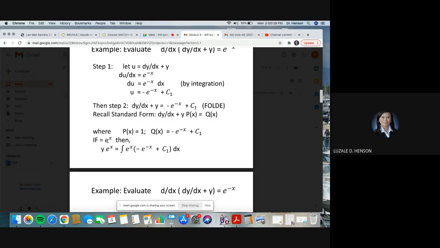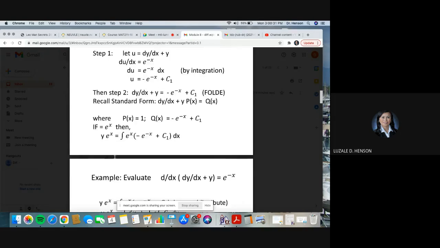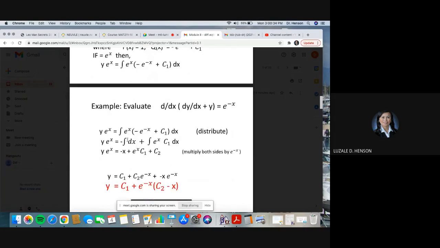And so the next line, applying the procedure for first order linear equations, as you recall, it will be integrating factor times y equals the integral of integrating factor times q of x dx, plus c sub 2 this time, because you will be integrating twice. And so, what is e to the x times negative e to the negative x?